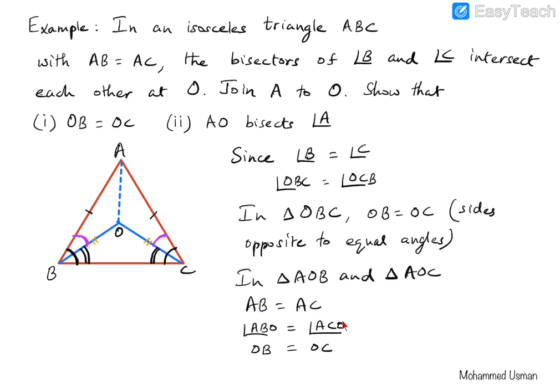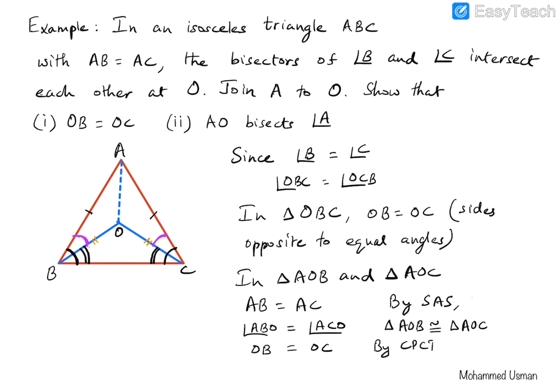So we have a side which is equal, an angle which is equal, and the next side which is equal. So we can apply the SAS rule, side angle side rule. So by SAS, we can say triangle AOB is congruent to triangle AOC.